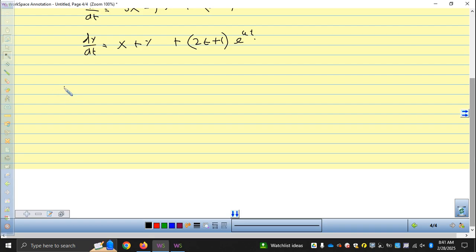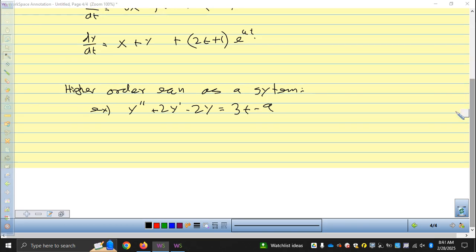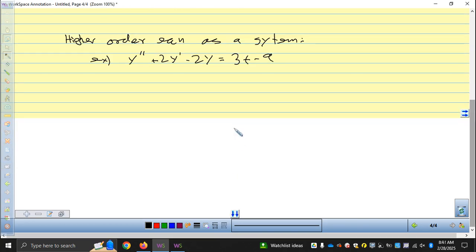So, higher order equation as a system. Let's say we have y double prime plus 2y prime minus 2y equals 3t minus 9. We know we have a method for solving a differential equation like this, but we want to rewrite this.